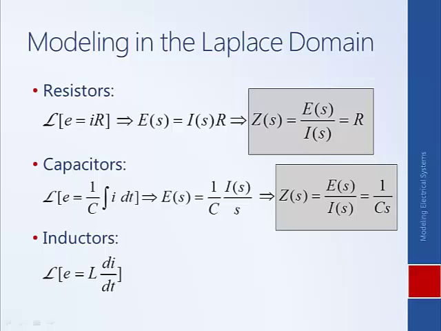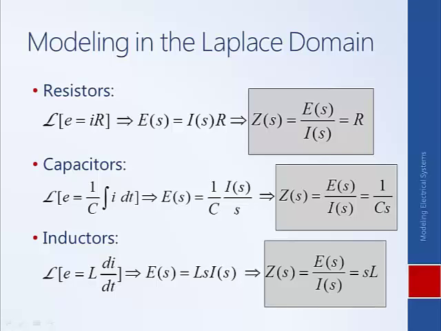Finally, we perform the same sort of action for an inductor. Voltage is equal to inductance times the time rate of change of current. Recall the property that differentiation in the time domain becomes multiplication by S in the Laplace domain. We divide through by I of S to get that complex impedance is equal to S times L. So in essence, we just need to memorize these three definitions of complex impedances for our three different types of components.